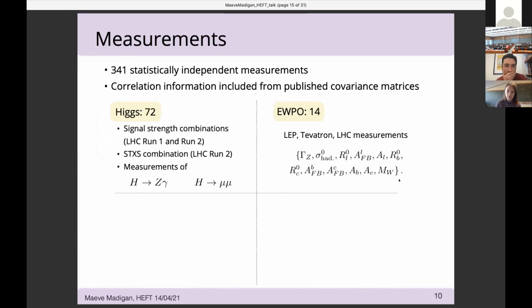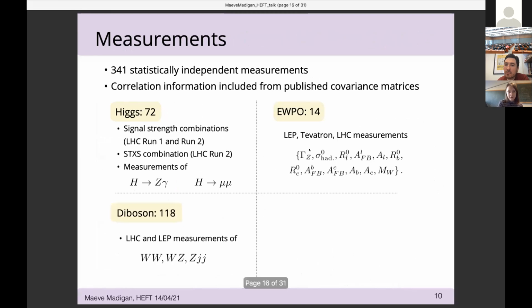And then moving on to the Electroweak, we have 14 of these from LEP, Tevatron, and the LHC. And these are all measurements of things like forward-backward asymmetries, W mass measurements, Z pole measurements. The Diboson sector has 118, and these are things like WW, WZ production, and also ZJJ angular distributions, which were included to try and drive the sensitivity to the OW operator, that WWW interaction. And we'll see the impact of that in a few slides.